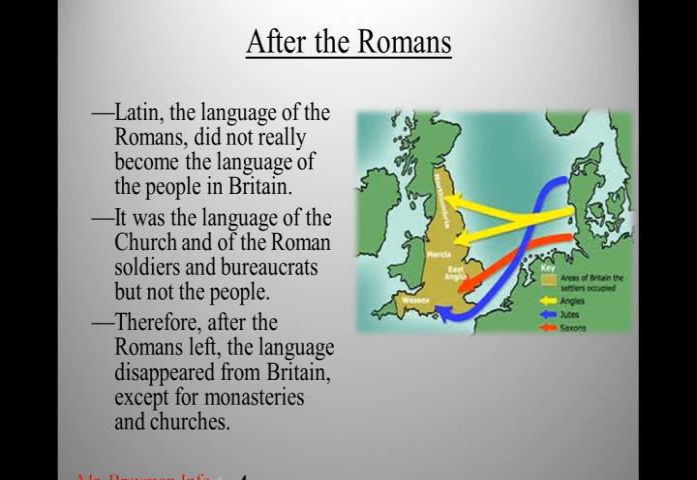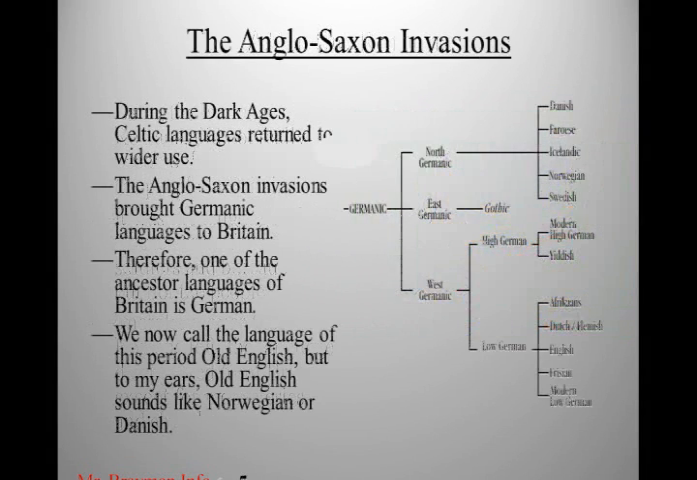After the Romans left, Latin, which was the language of the Romans, didn't really become part of the language of the people in Britain. There are some words that went into the languages of those people, but primarily Latin was the language of the church and of the Roman soldiers and the Roman bureaucrats who ran the government, but they weren't really the language of the people. After the Romans left, the language disappeared from Britain, except for monasteries and churches, and probably smaller pockets in the larger cities. But out in the countryside, Latin was not the language of the people.